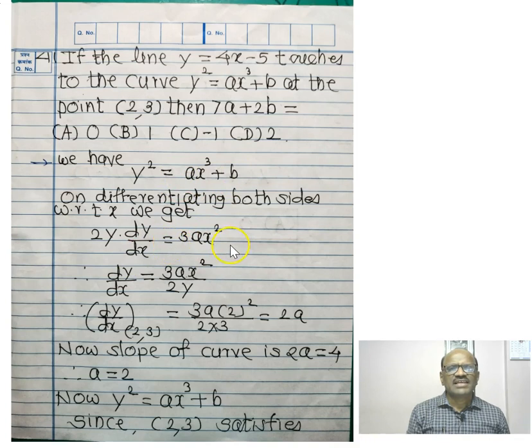That is 3ax square. Therefore dy by dx is equal to 3ax square upon 2y. Therefore dy by dx at the point (2, 3) is 3a into 2 raised to 2 upon 2 into 3, that is equal to 2a.